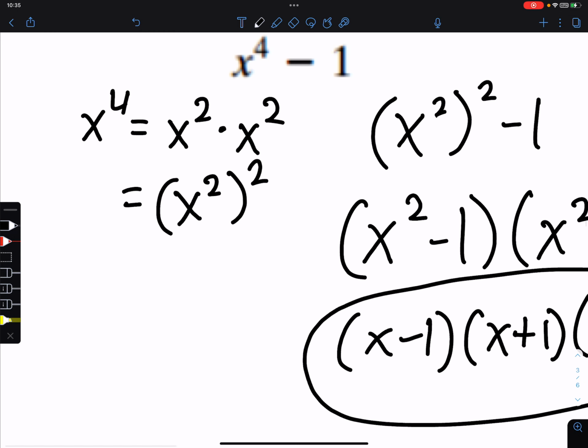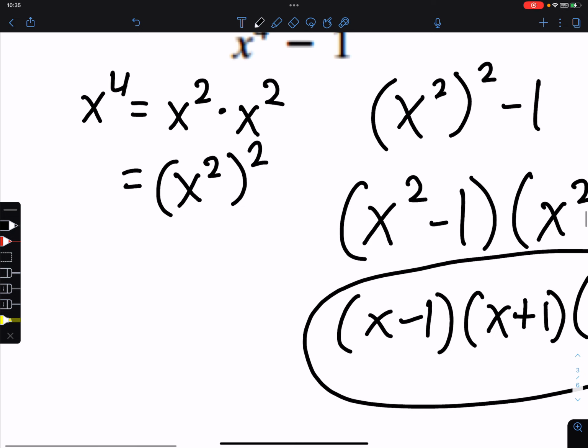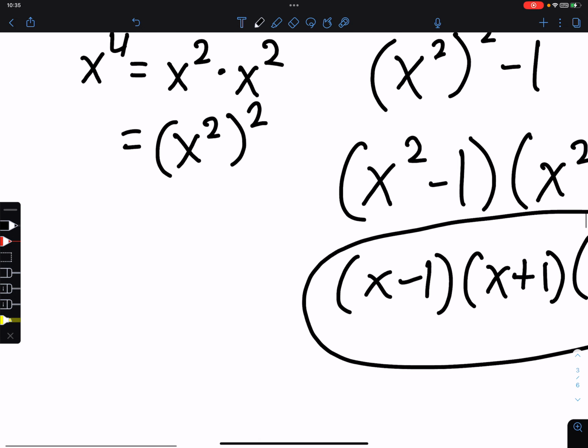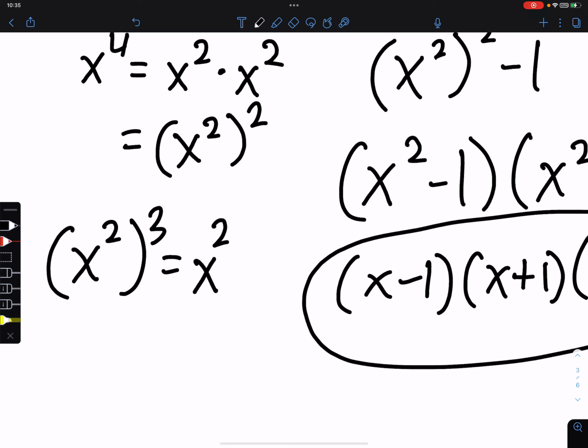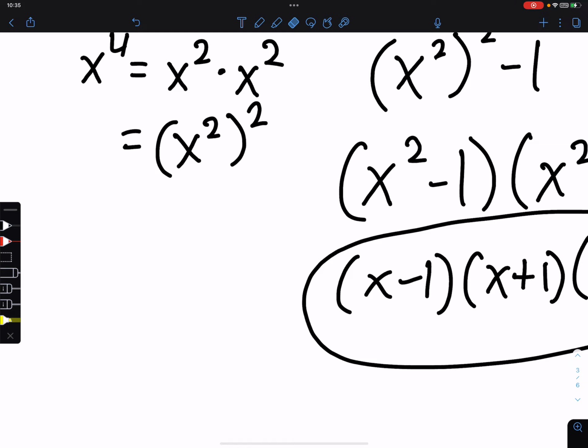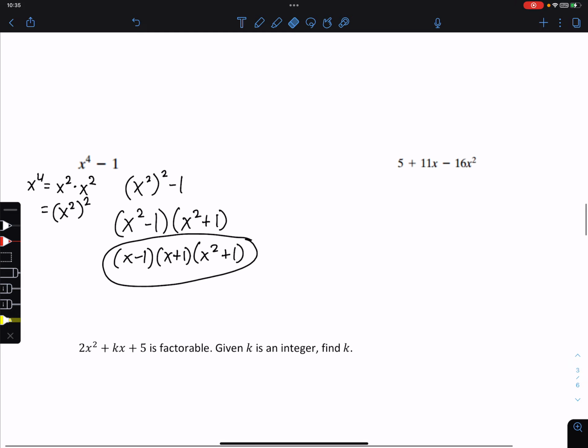And I just want to talk about this very briefly. When we have something like this, a power to a power, so x squared cubed, what we do is we multiply the power. So this is the same as x to 2 times 3, x to 6. And so we can also go backwards.